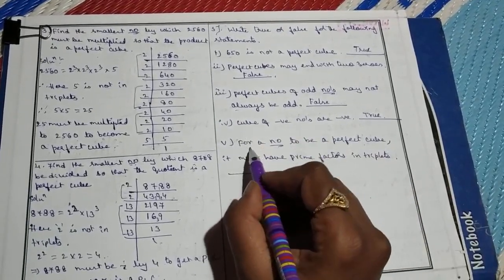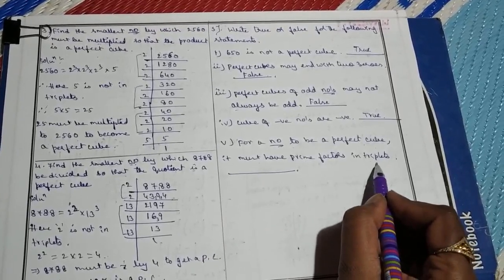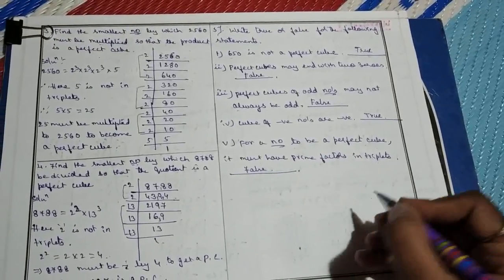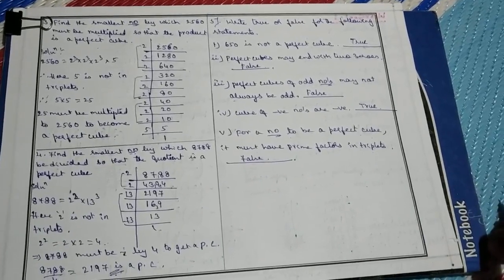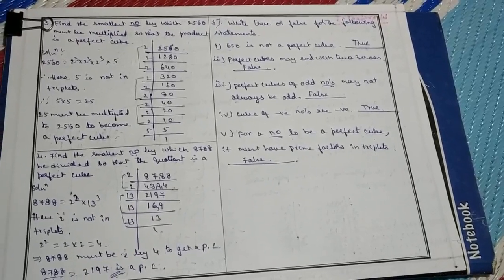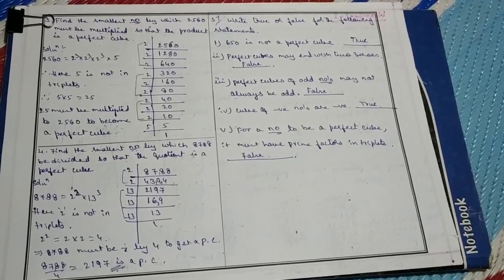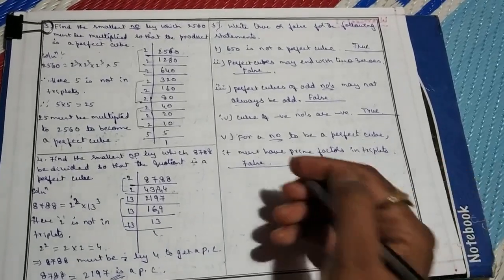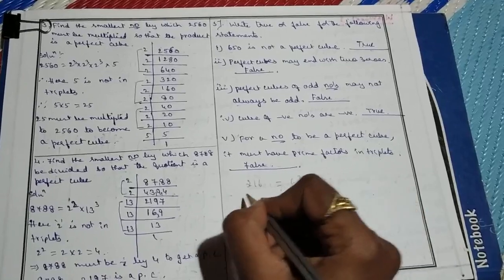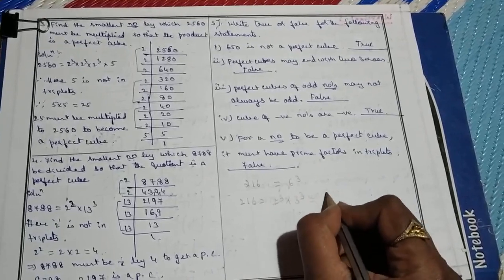Now for the fifth question: for a number to be a perfect cube, it must have prime factors in triplets. No need, children. It is false. If we go with the prime numbers, then we can say it should be in triplets. So for example, here I can give 216. 216 can be written as 2 cube into 3 cube, or directly I can write it as 6 cube. So 216 can be written as 6 cube, or the factors of 216 can be written as 2 cube into 3 cube, which is nothing but 6 cube only.